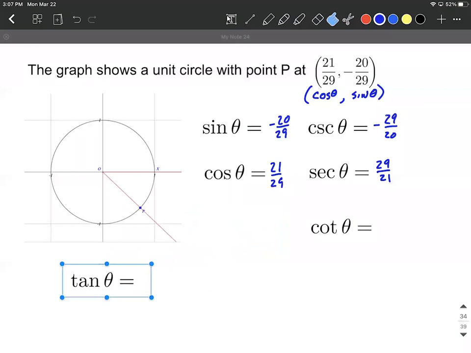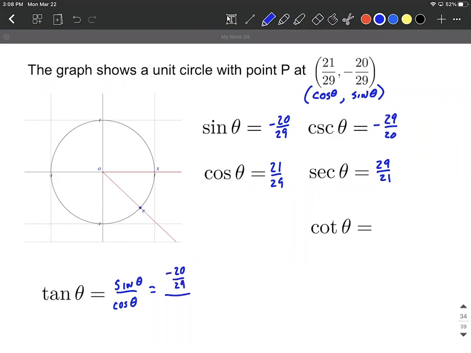And next, we want to get tangent. Now, this is going to be a little bit more work, so I'm going to bring it down here. It's important to remember that tangent is sine over cosine. So now that I have a value for sine and a value for cosine, I'm just going to plug those in. So I get negative 20/29 was our value for sine, divided by 21/29, our value for cosine.